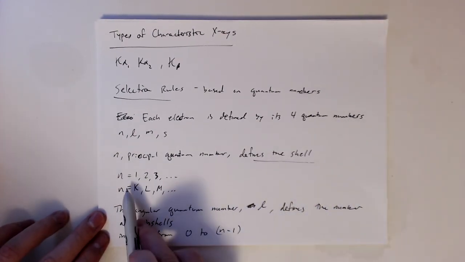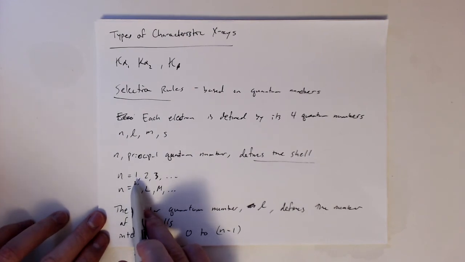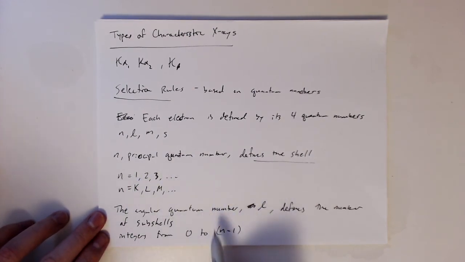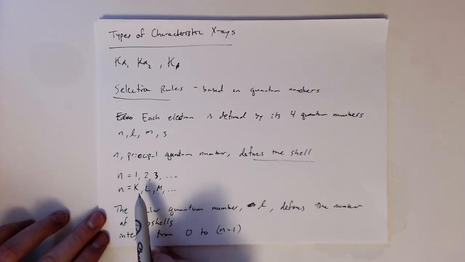So for example, if n equals 1, then the possible number is 0, because the next one would be 1, and that's equal to n. So n equals 2 would be 0 and 1, and so forth. That's what we're referring to in terms of the number of subshells. So how many subshells does each shell up here have?